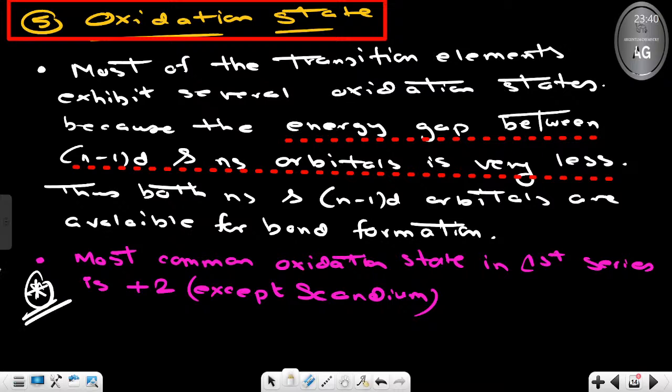In this point, a short question can come in MCQ format, or in fill in the blanks format. The most common oxidation state in the first series is +2, but scandium cannot show +2. Except scandium, the most common one is +2.